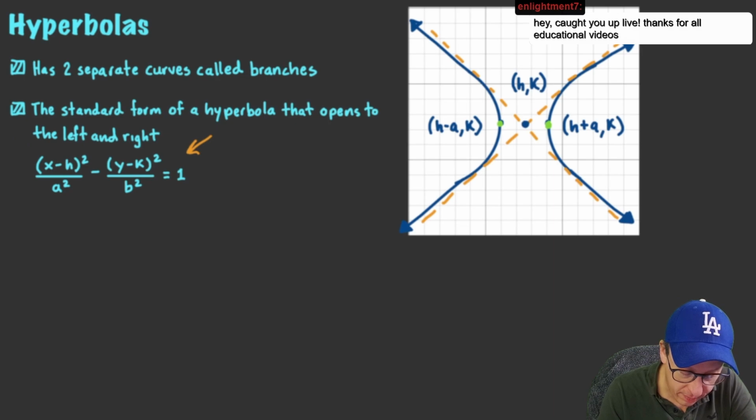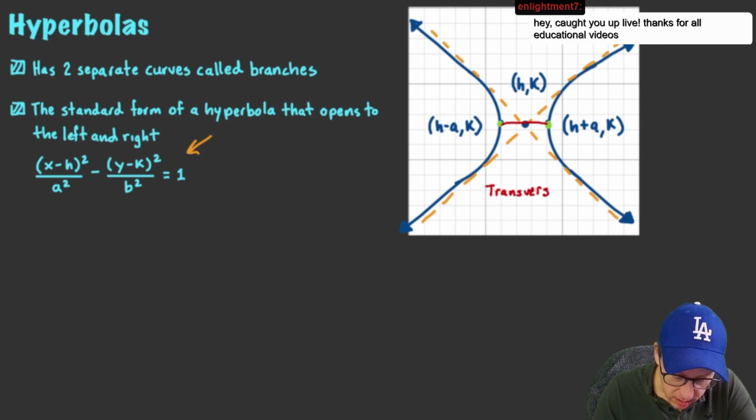So what we have here, let's get some different colors. We are going to basically have points right here. So we're going to have, this is called the transverse axis. And then we're going to have the conjugate axis.